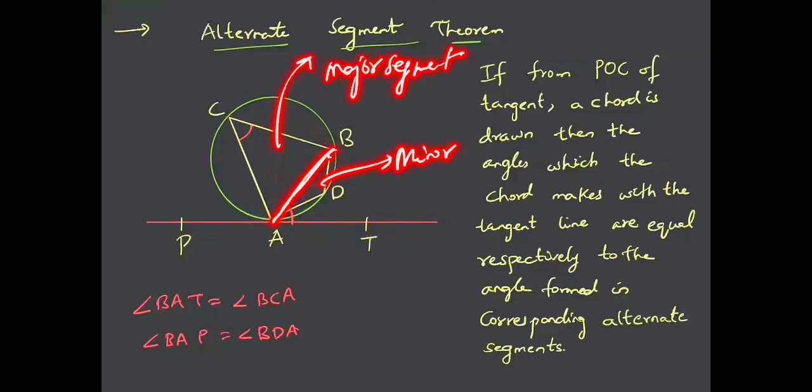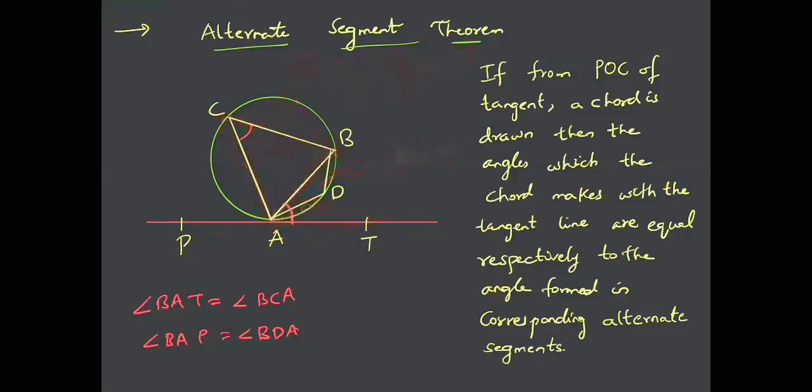So if AB is the chord, then let us say it makes an angle alpha with the tangent. Then this chord will also make angle alpha in the alternate segment. So this angle will be alpha, this angle will be alpha. And similarly, if this chord makes this angle with the tangent, then this angle will be the angle that this chord makes in the alternate segment. So now this is the alternate segment.